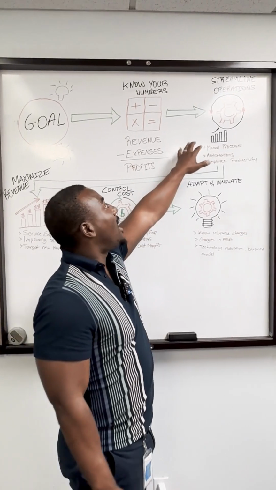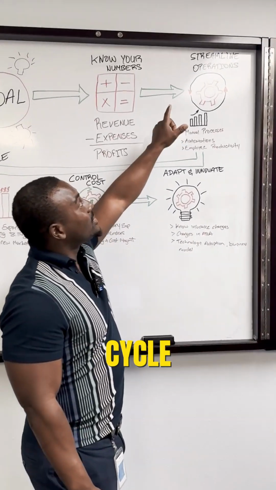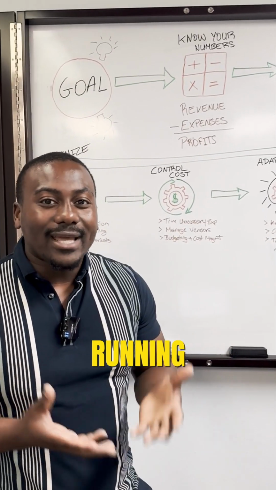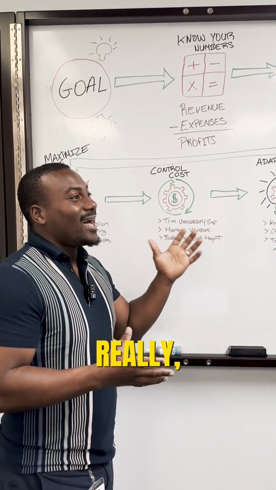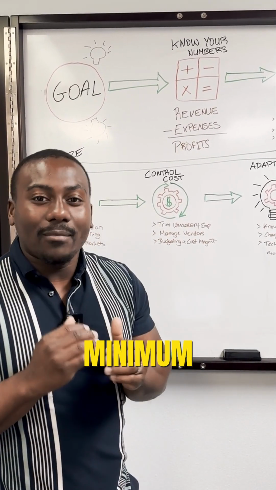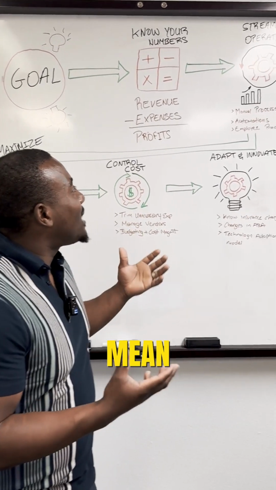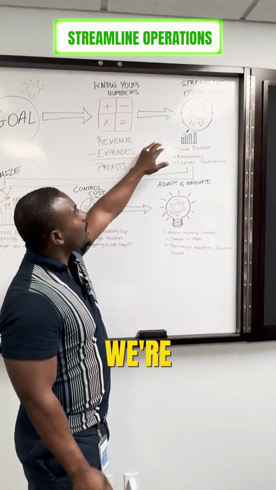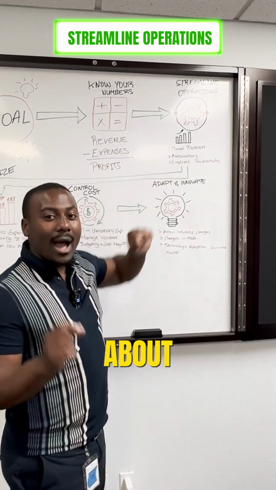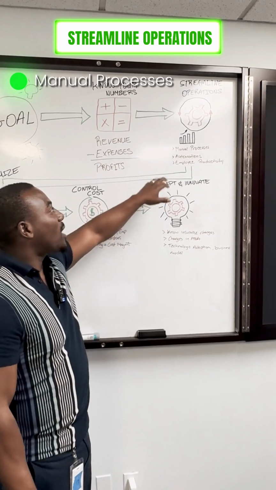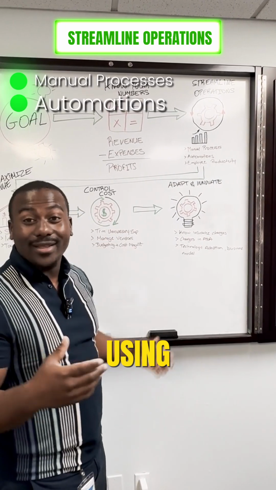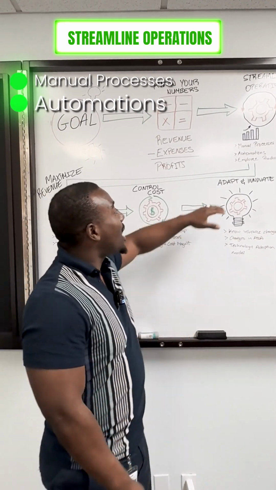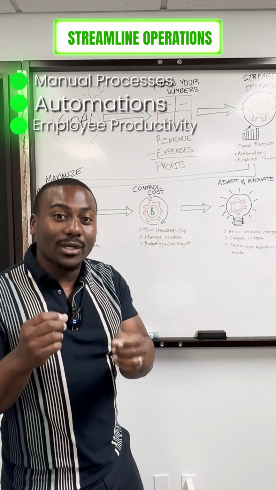Then the next item in the cycle here is streamlining operations, right? We want to have a business that's running efficiently, that costs us the minimum amount to operate. What I mean by that is we're not wasting a bunch of resources to run this business. So when we're talking about streamlined operations, we're talking about how do we cut out manual processes? How do we build in automations using artificial intelligence, because that's been the big talk of today's economy, and also improve employees' productivity.